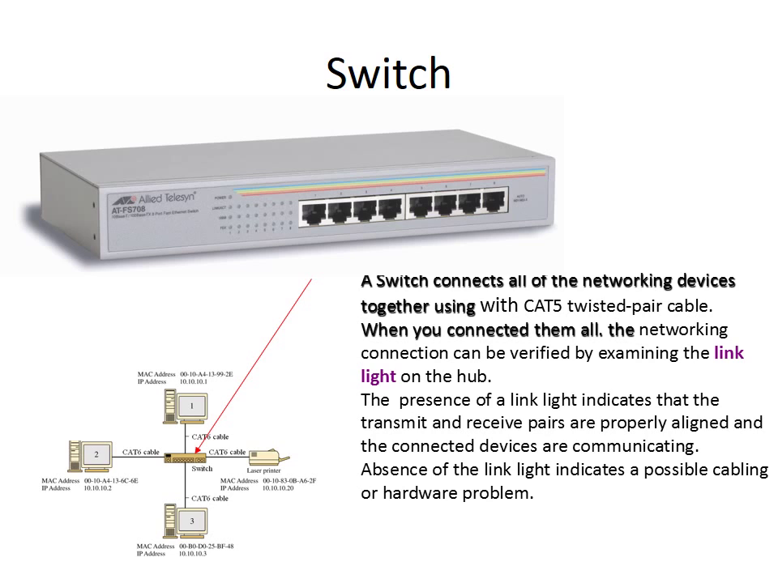When you connect them all, the networking connection can be verified by examining the link light on the hub. The presence of a link light indicates that the transmit and receive pairs are properly aligned and the connected devices are communicating. Absence of the link light indicates a possible cabling or hardware problem.